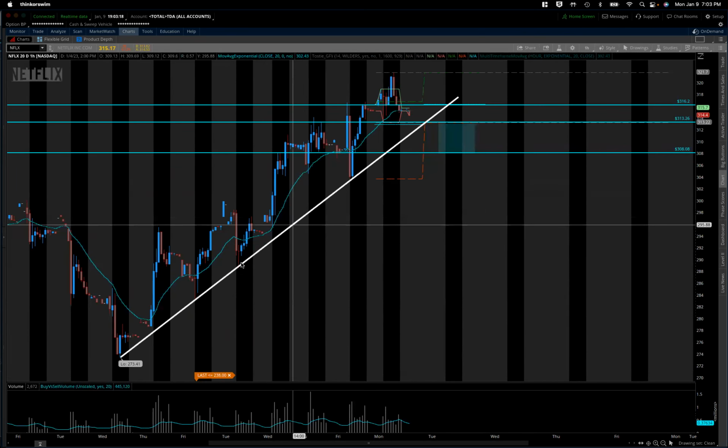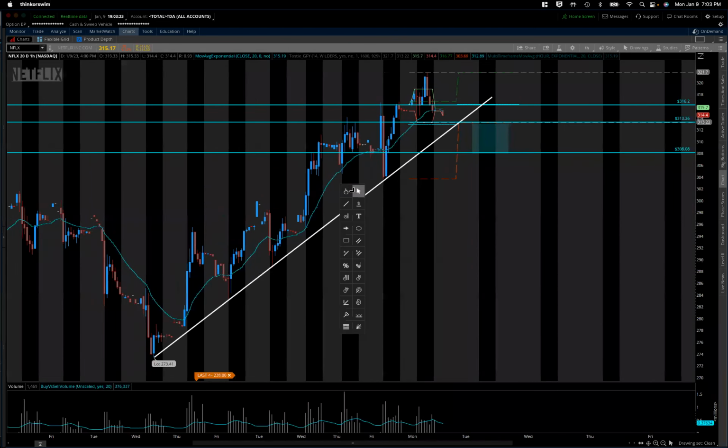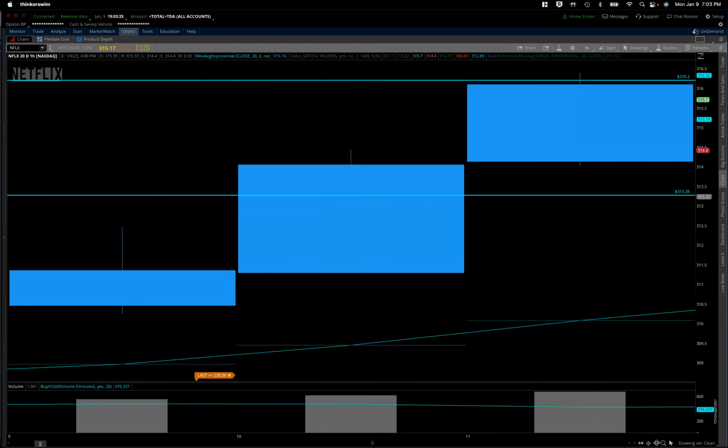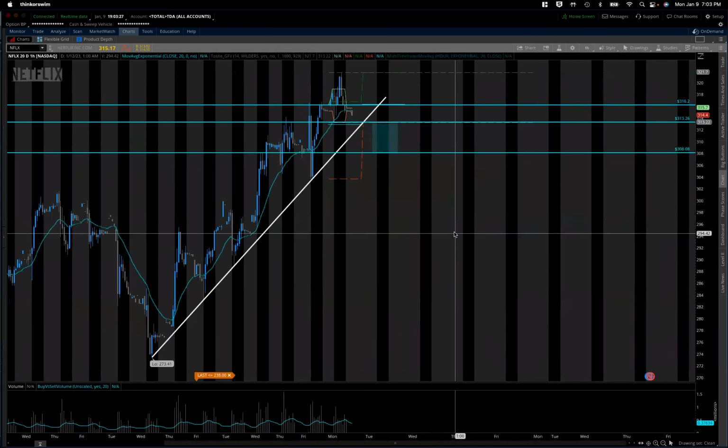This is just the daily trend here, or hourly trend. Yeah, this would be an uptrend right here. But the trade that I'm looking for is a short if we break below this uptrend. Does that kind of make sense?